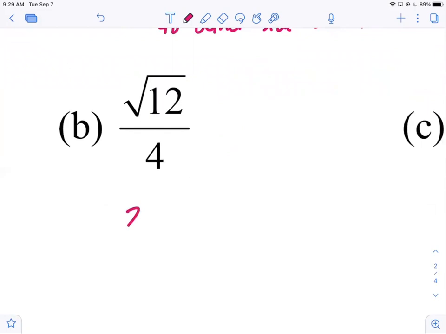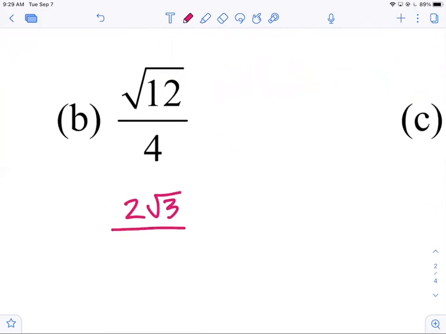2 square root of 3. Very good. Because 12 is 4 times 3, and 4 is a perfect square. So I get 2 square root of 3 over 4. We could do some tricky stuff with timesing it by 1. Maybe, eventually. But we want to simplify not just early, like we just did, but also often.